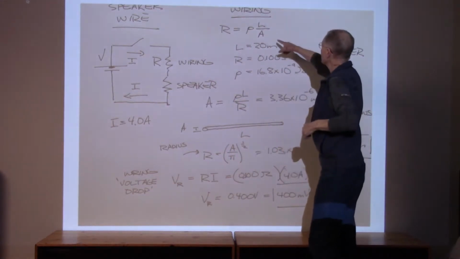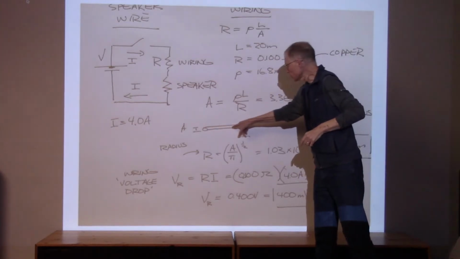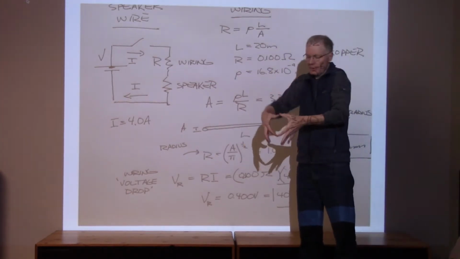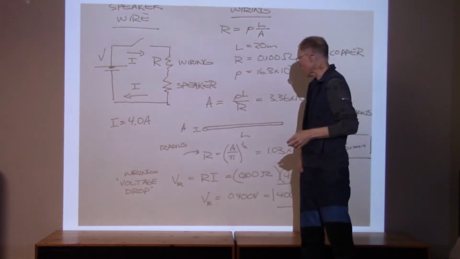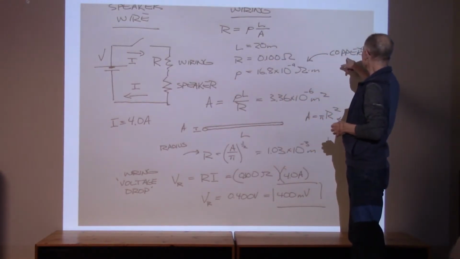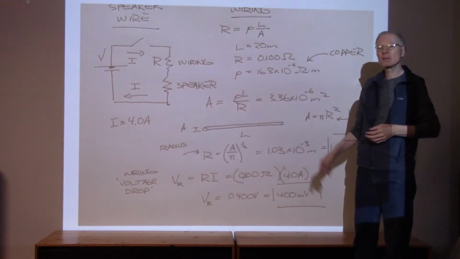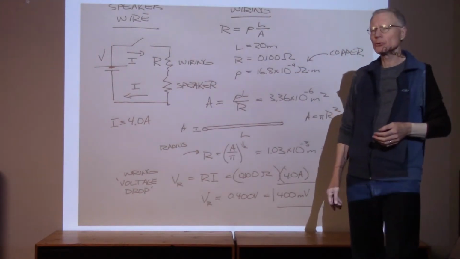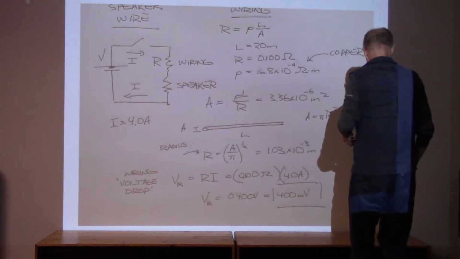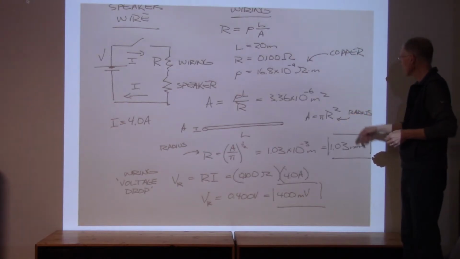That's going to come down to a cross-sectional area. So here's the wire piece right here. What's the cross-sectional area of that wire? This is the length of it, and it's made out of copper. I looked up the value for copper: 16.8 × 10^-9 ohm-meters. And then I'm going to remind myself that the area is pi r squared.